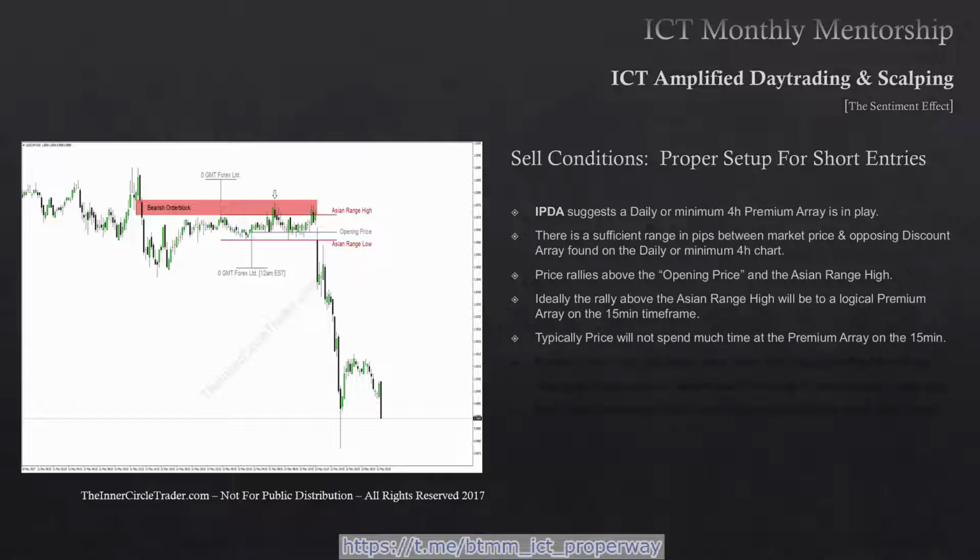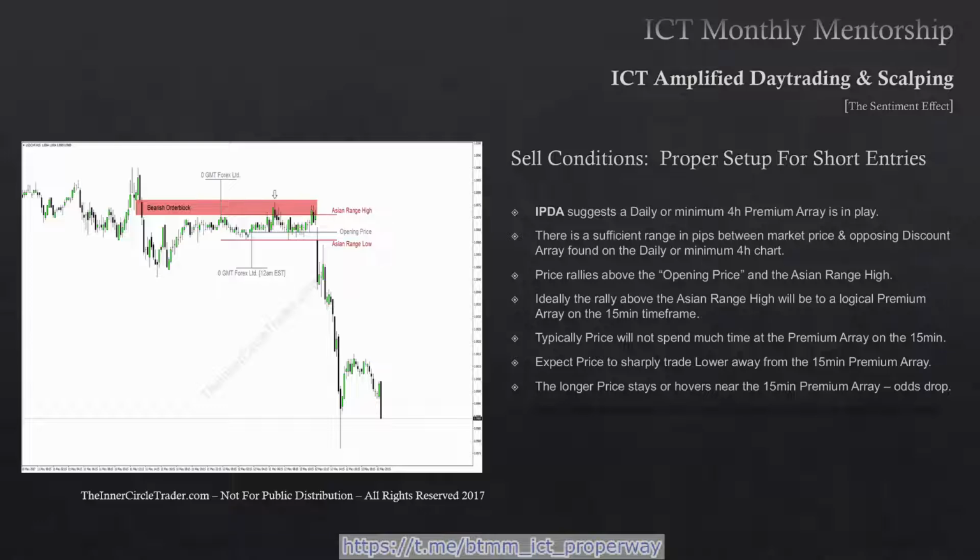And typically, price will not spend much time at the premium array on the 15-minute time frame. We expect price to sharply trade lower away from the 15-minute premium array. The longer price stays or hovers near the 15-minute premium array, the odds fall off precipitously. Short-term sentiment will be the most bullish at the time when we enter our short trades.